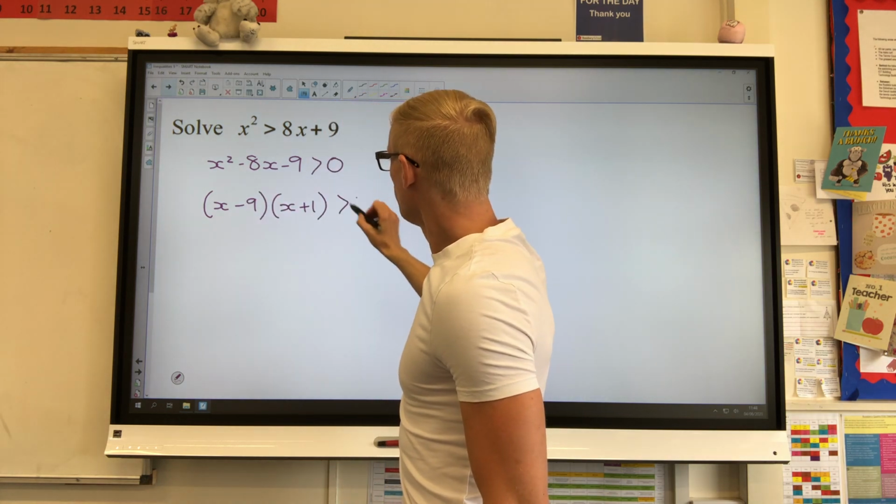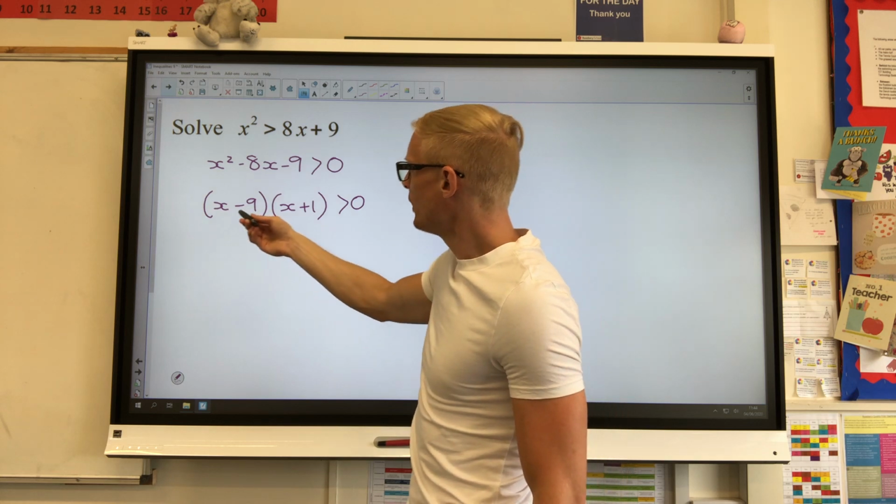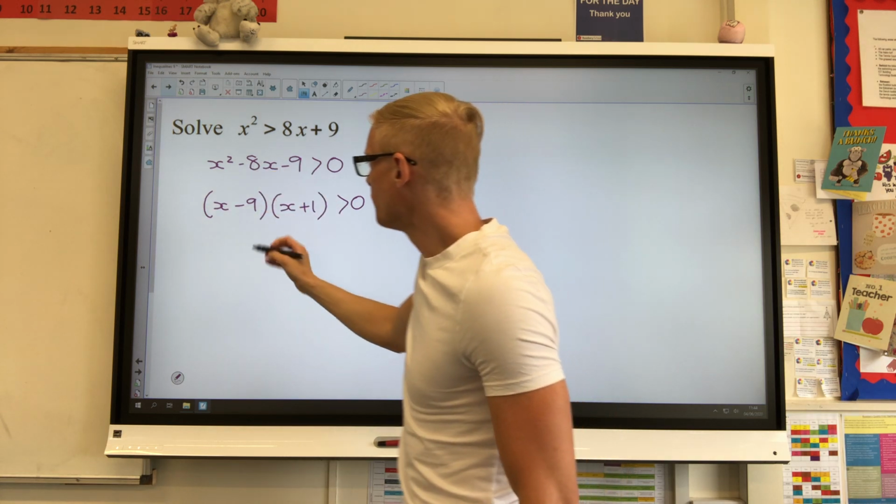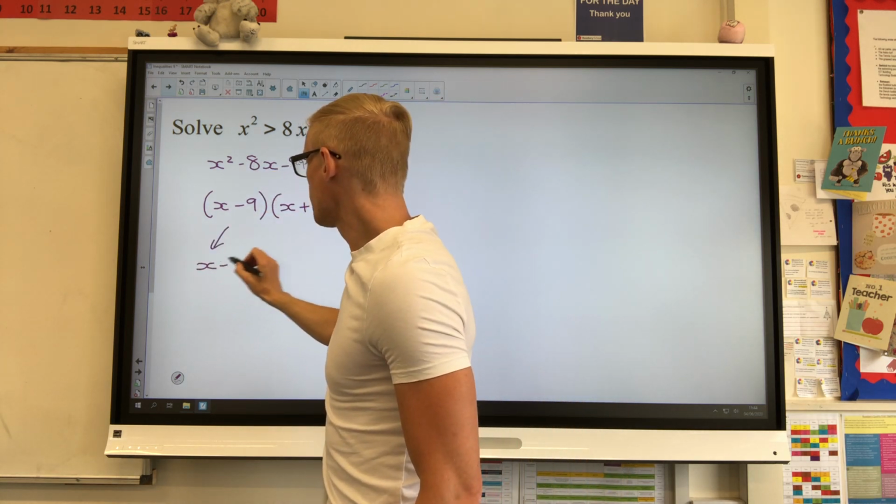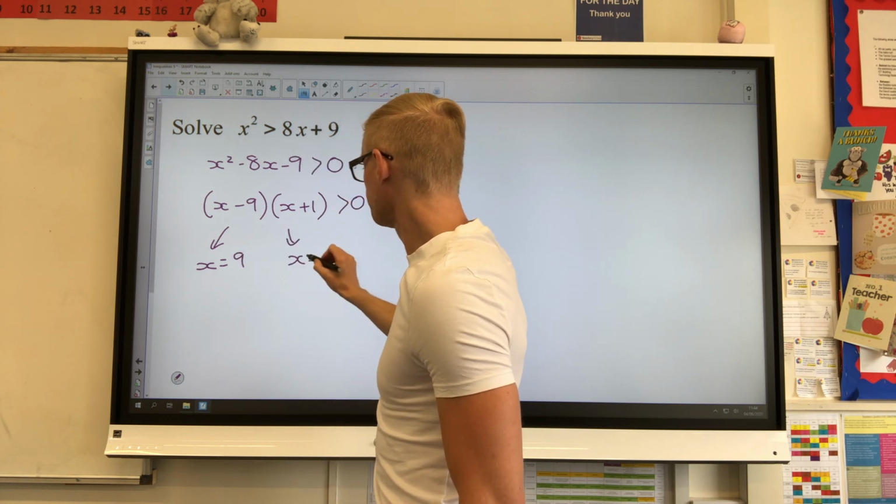So I'm using 9 and 1. So negative 9 and positive 1 to get the values I need from there. So my critical values are 9 and negative 1.